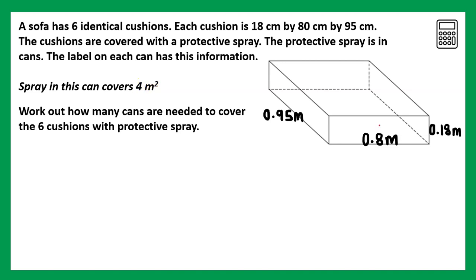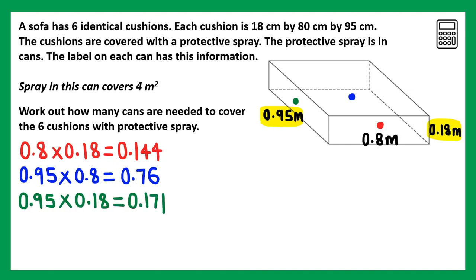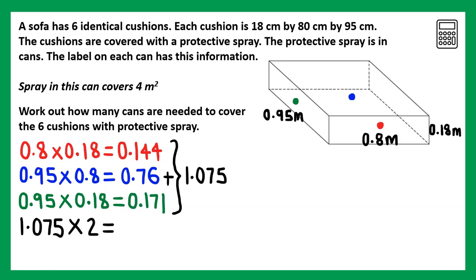Working out the surface area and starting with the area of the face on the front, this would be 0.8 multiplied by 0.18, giving me 0.144. Next, I'll work out the top, which is 0.95 multiplied by 0.8. That gives me 0.76. Lastly, I need to work out the side, which would be 0.95 multiplied by 0.18, giving me 0.171. Adding these together is 1.075, and I'll need to multiply this by 2 to work out the total surface area of one of the cushions, which is 2.15 meters squared.